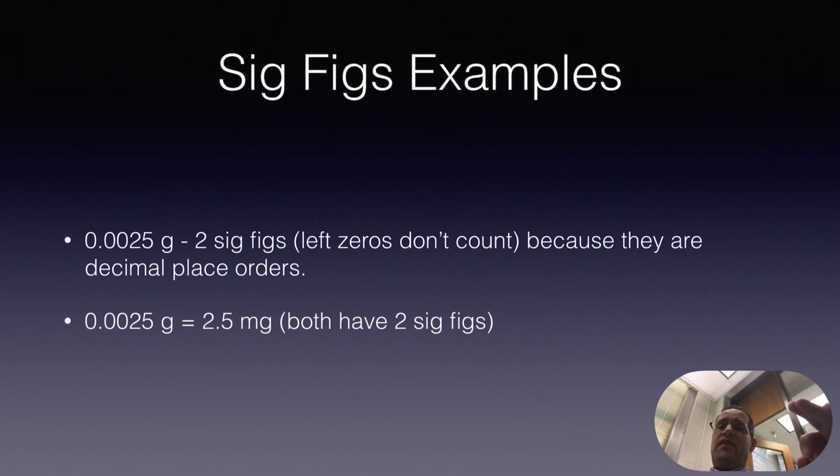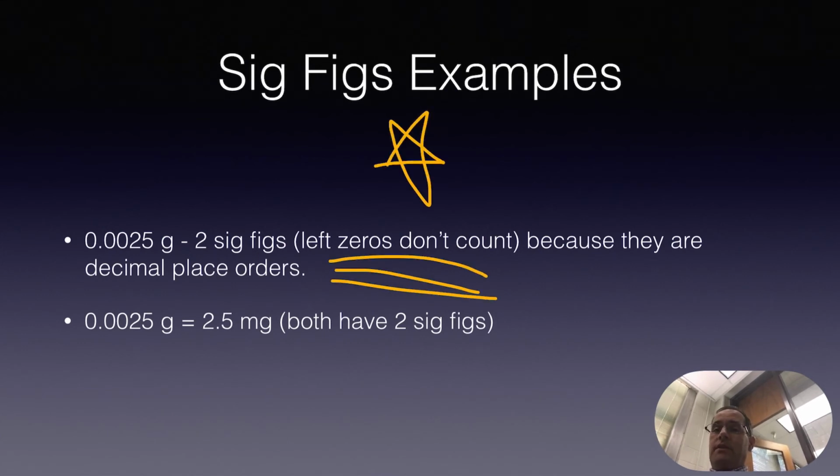Now, it might get confusing when you have zeros that are leading, or before the first number. This is what you need to remember: left zeros do not count, all right? Let me explain why. In this value right here, we only count the 2 and the 5, okay? This has 2 significant figures because these zeros on the left are just decimal placeholders, okay? 0.0025 grams is the same thing as 2.5 milligrams, okay? Now, if we look at 2.5 milligrams, we would say, yes, it has 2 significant figures. I get that, I understand that.